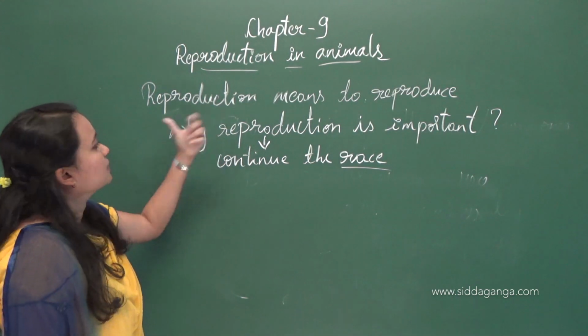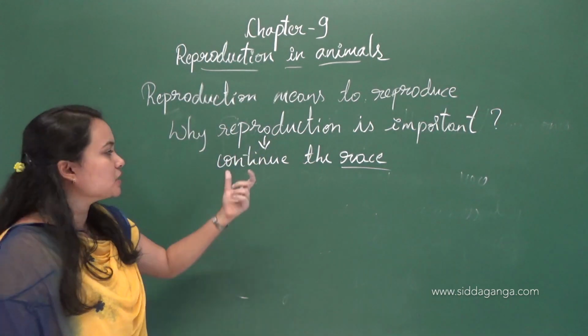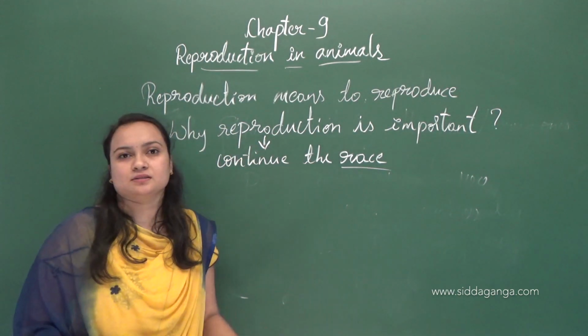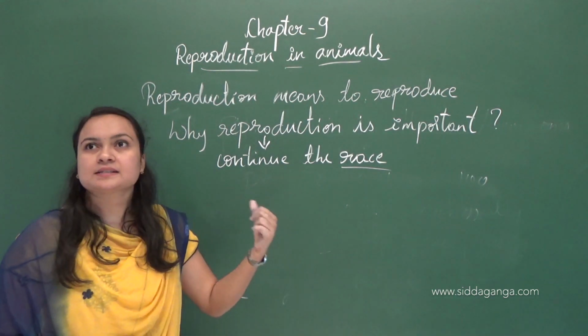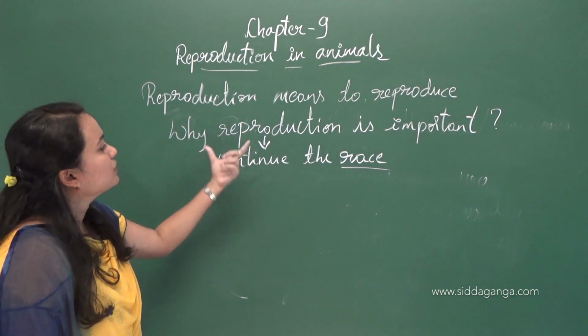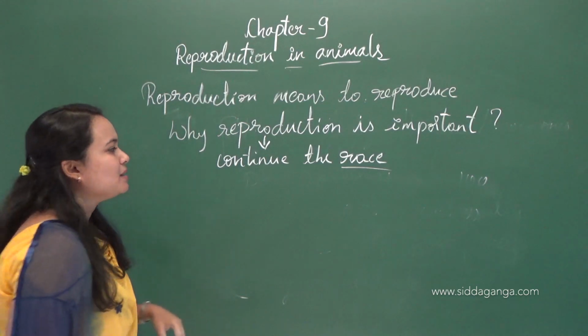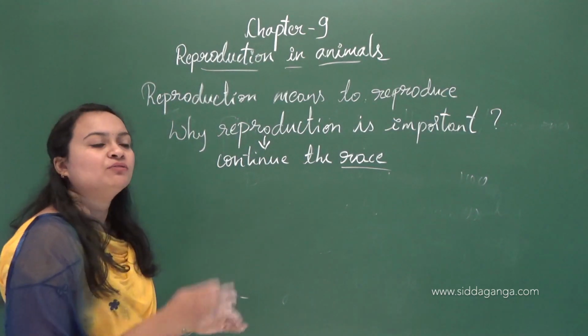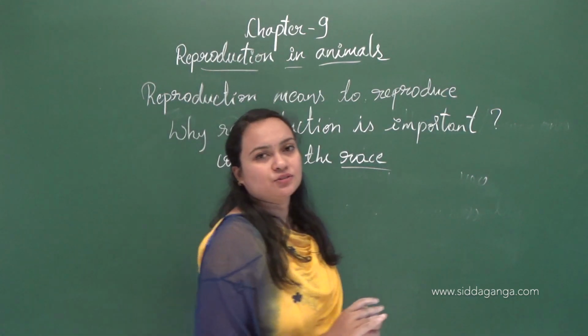So the main purpose of reproduction is to continue the race, and also this reproduction will help in the balance of birth rate and death rate.